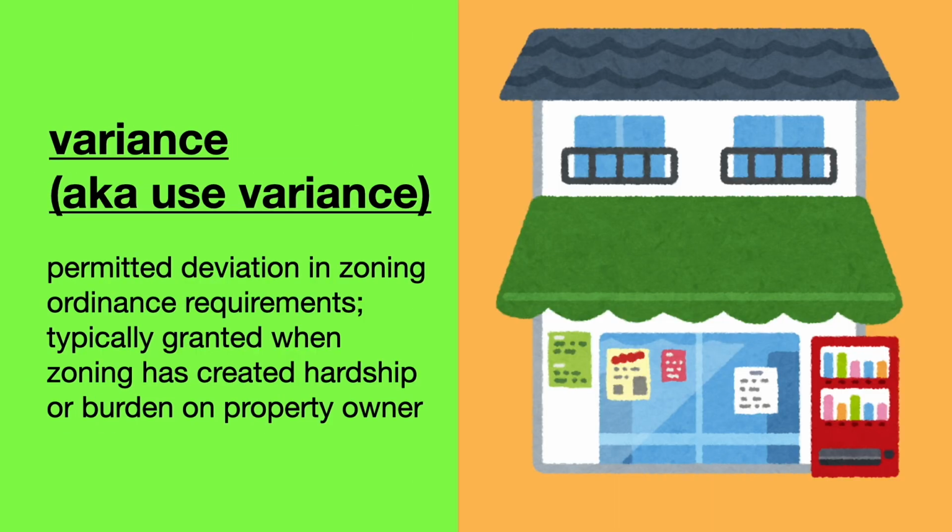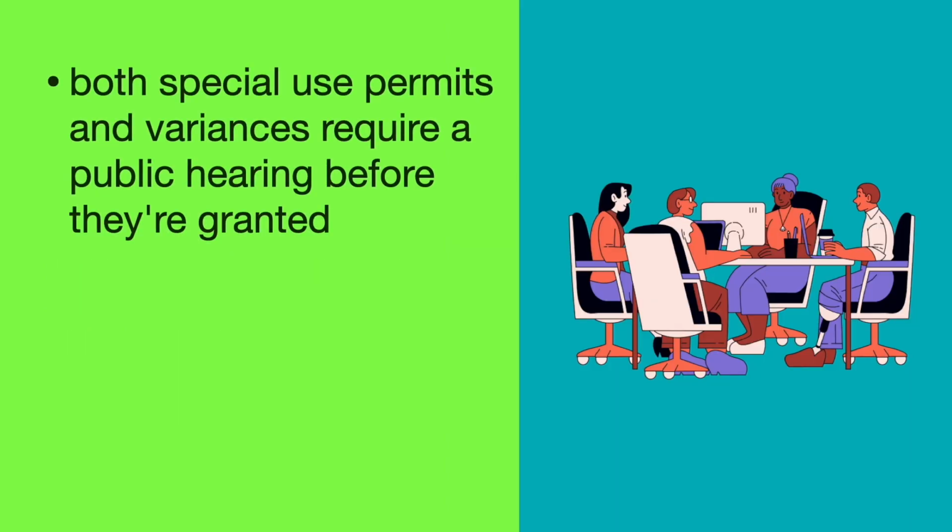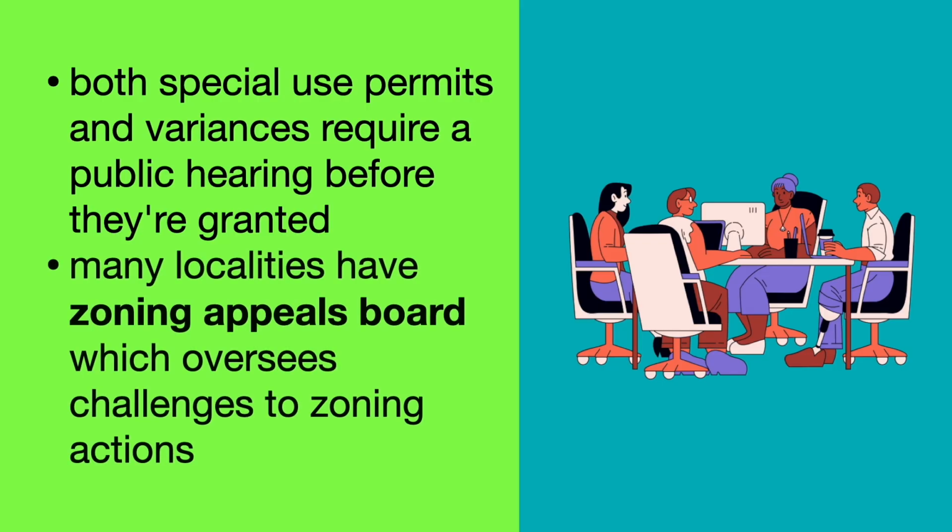Variance is a permitted deviation in the zoning ordinance requirements, typically granted when the zoning has created a hardship or burden on the property owner. Both special use permits and variances require a public hearing before they're granted. Many localities have a zoning appeals board, which oversees challenges to zoning actions.